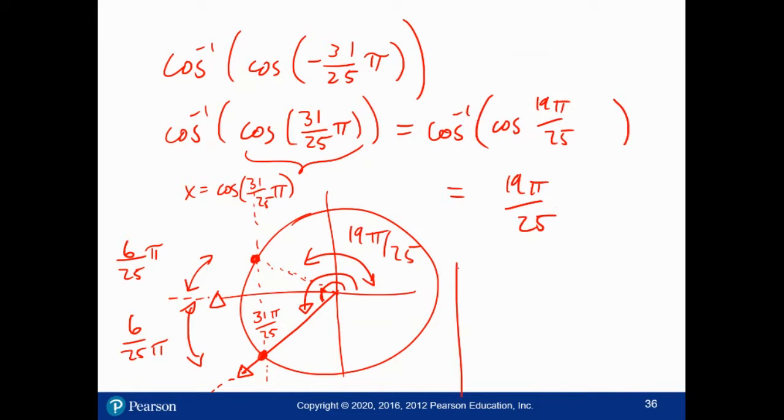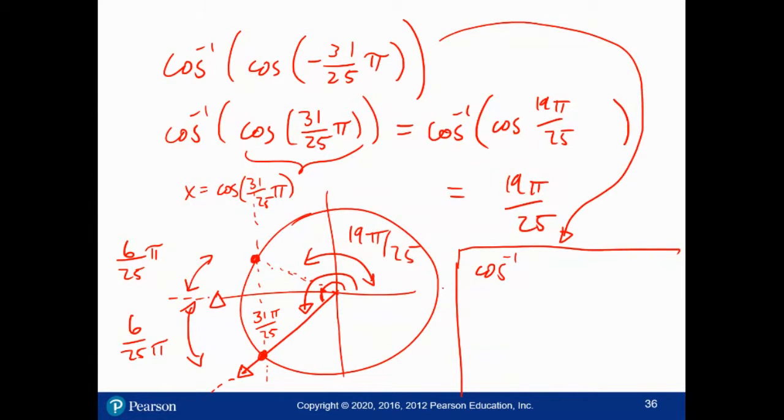There's another way we could have done this problem. Again, I'm just going straight from here now, from the very beginning. Worry about the arc cosine on the outside later. Once you recognize that this angle of negative 31 over 25 pi is not in quadrant 1 or 2, I'm going to use periodicity of cosine. Forget the fact that cosine is even. I'm going to use periodicity. So the cosine of negative 31 over 25 pi is the same as the cosine of negative 31 over 25 pi plus 2 pi.